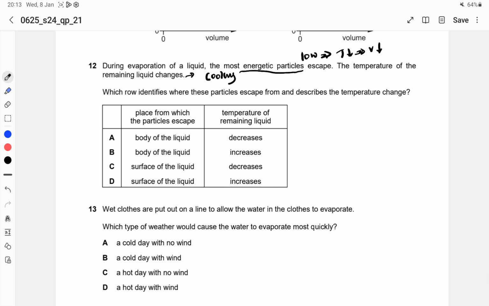Which row identifies where these particles escape from and describes the temperature change? Now evaporation is a surface phenomenon, which means the molecules are escaping from the surface. So the answer has to be either C or D. And because the most energetic particles have left, you are only left with particles with low energy, which means low temperature. So your temperature is decreasing. So surface and decreases, which means C.